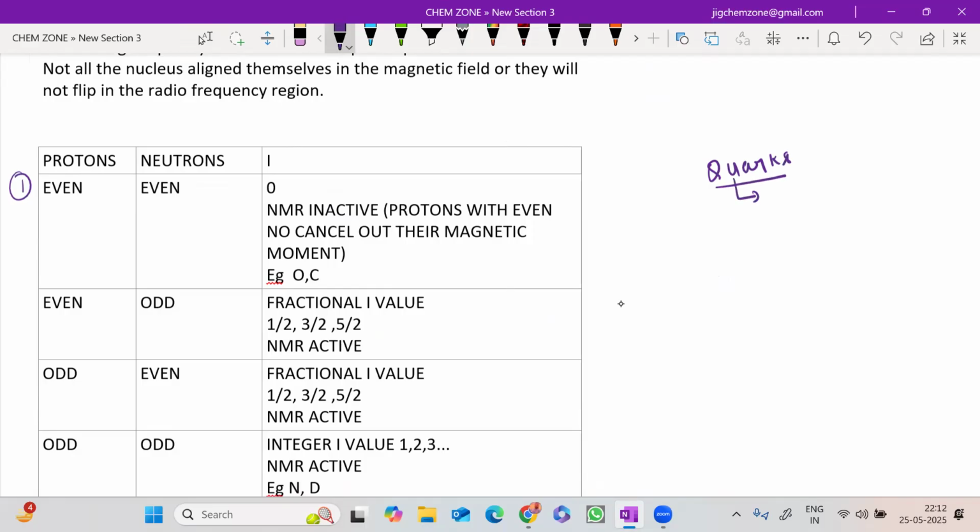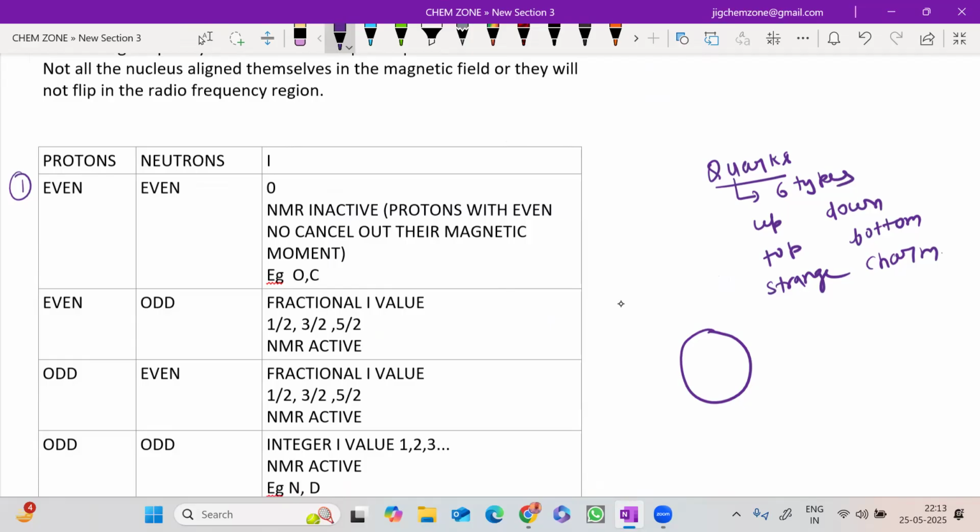They are of 6 types: up, down, top, bottom, strange and charm. Correct? So, if you see the case of proton, there are 2 up and 1 down quark.